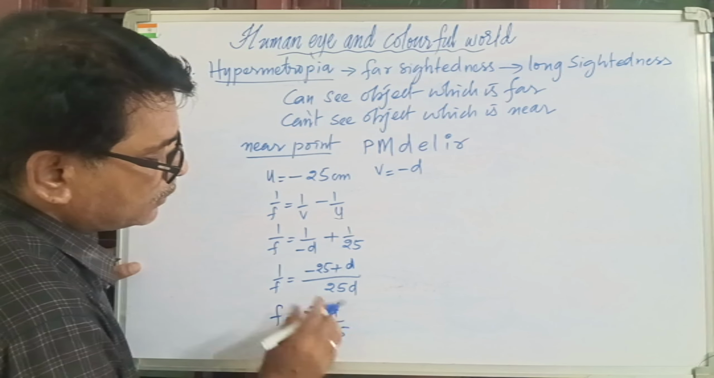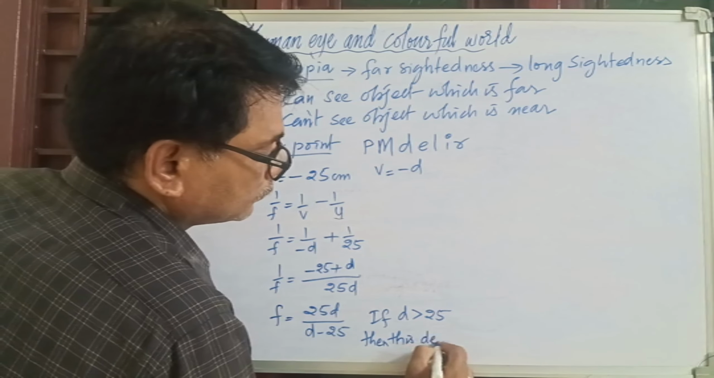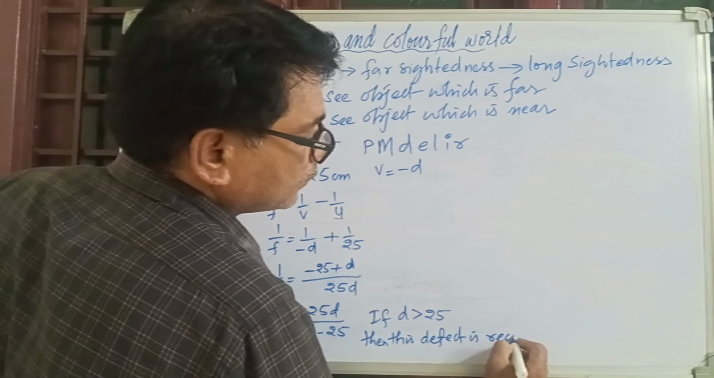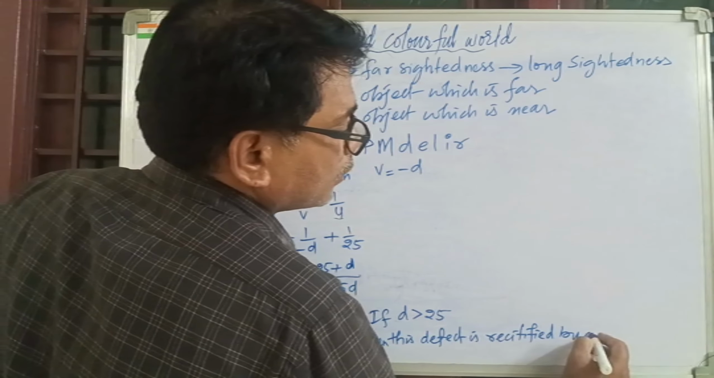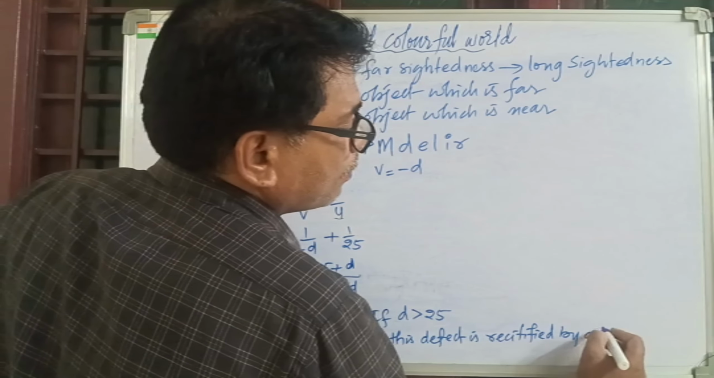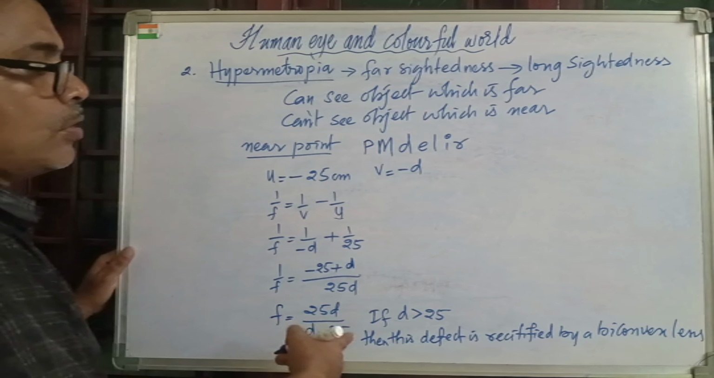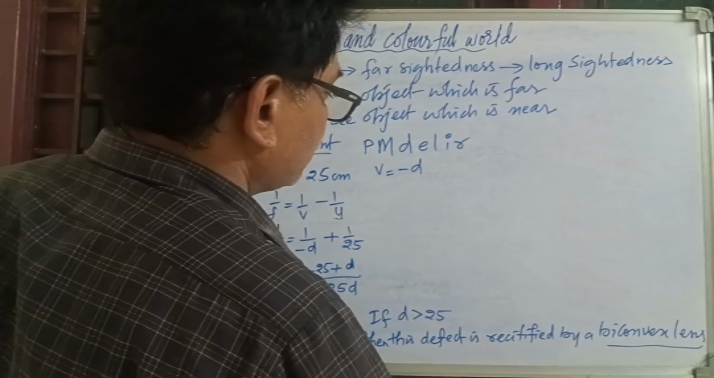If d is greater than 25, then this defect is rectified or corrected by a biconvex lens. You didn't get it negative, so positive, in the sense biconvex lens. Biconvex lens is given as correction.